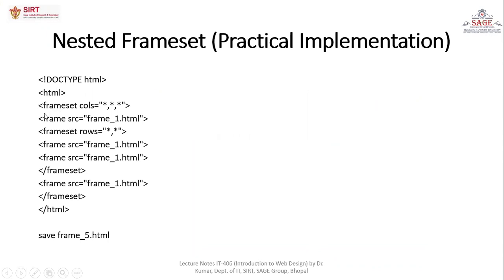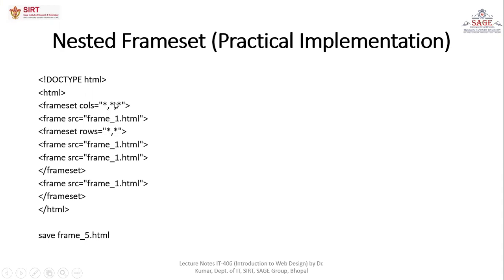The doctype, HTML, it is clear. Now here, frameset cols means I divide my web page into how many columns? 3 columns, that is star star star. I divide my web page into 3 columns. And now see here, in the frameset src frame_one, I put the frame_one.html content in the first column. Okay, it will take the first column. Now frameset rows, that is star star.